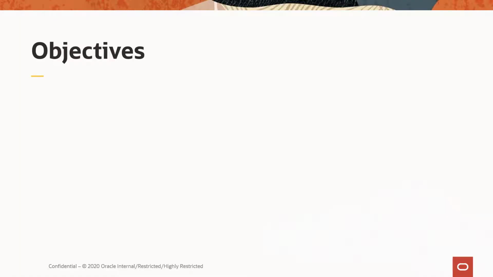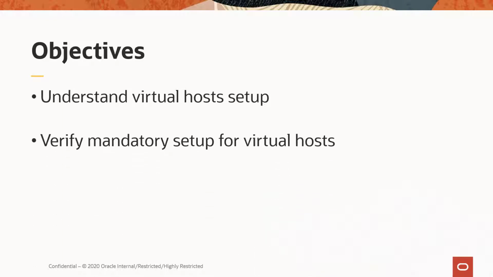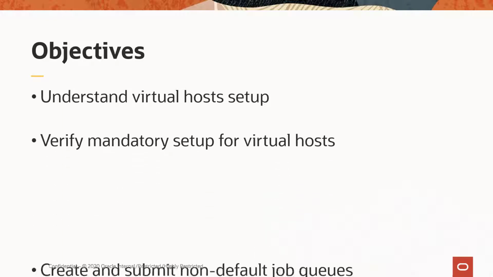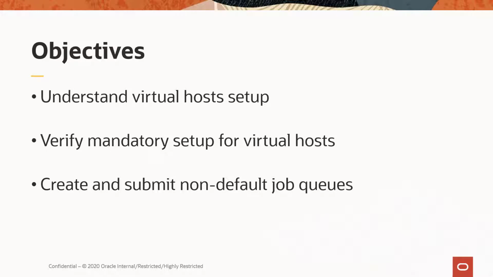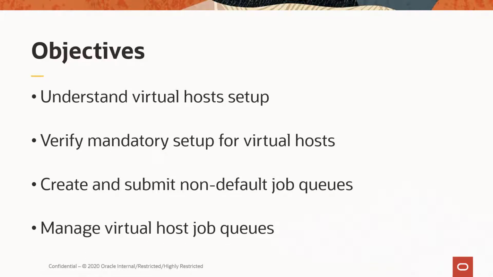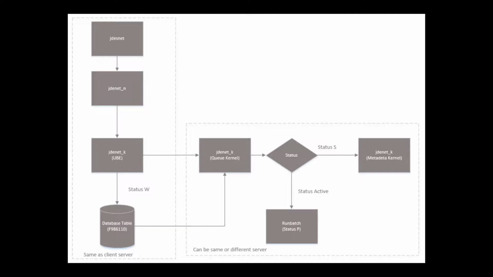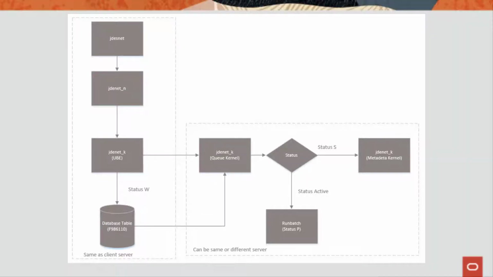The objectives of this tutorial are to understand virtual host setup, verify mandatory setup for virtual hosts, create and submit non-default job queues, and manage virtual host job queues. Virtual batch queues will enable Enterprise One to meet cloud elasticity needs for batch processing. Using a virtual host name, you can tie multiple Enterprise One batch processing servers to a virtual host name.